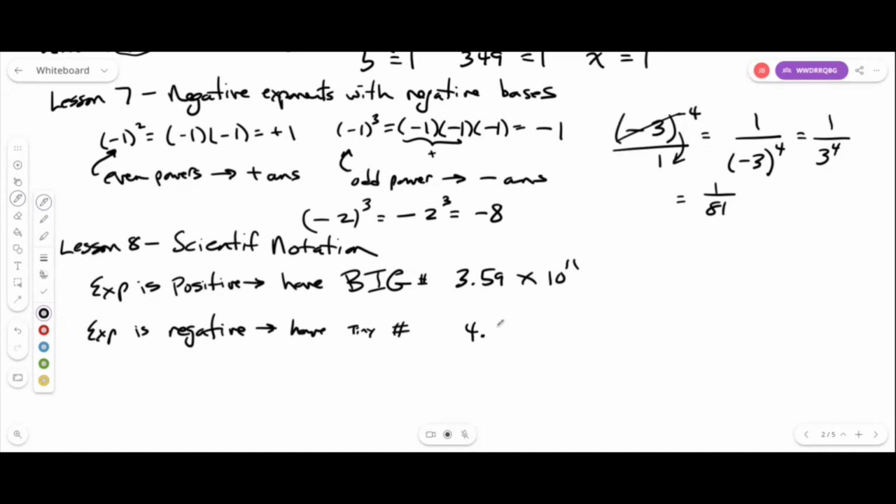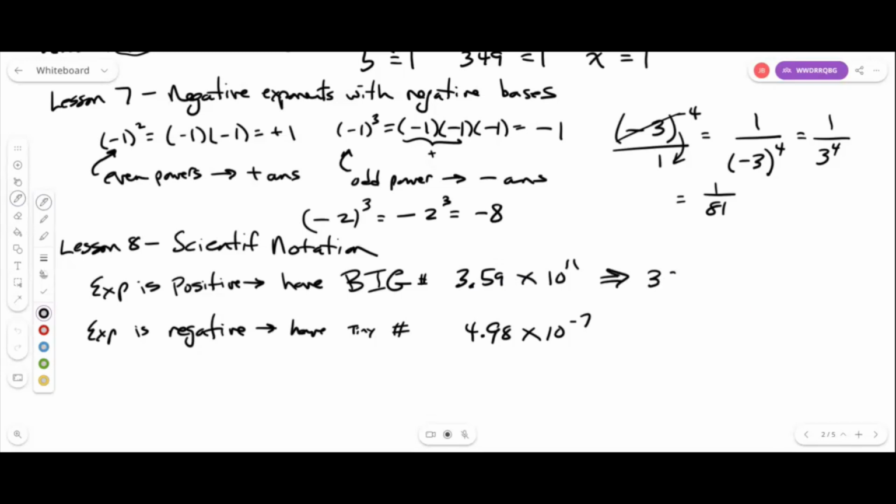If I have 4.98 times 10 to the negative 7th power, that is a really small, tiny number. If we're going to convert to scientific notation, then the decimal point has to move either left or right. We look at the exponent. This is positive. That means the number is big. To take 3.59 and make it bigger, we would move to the right.